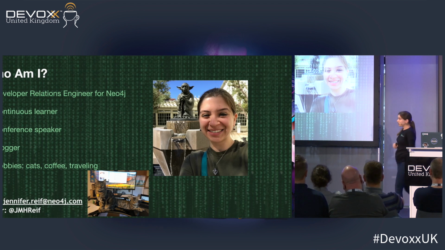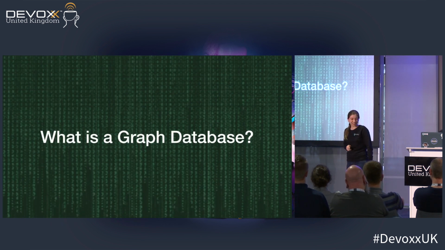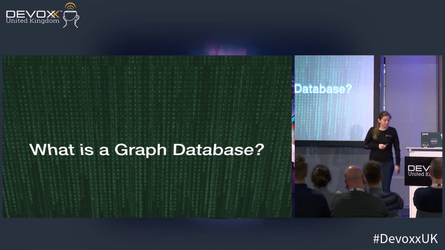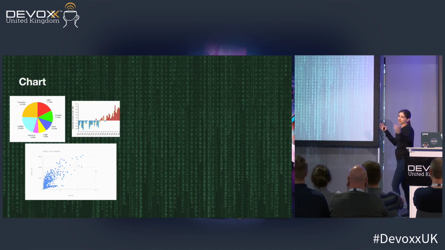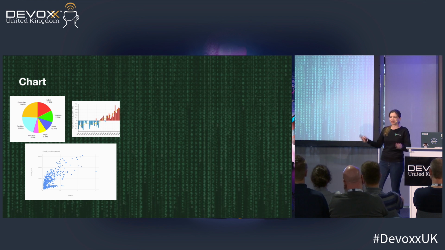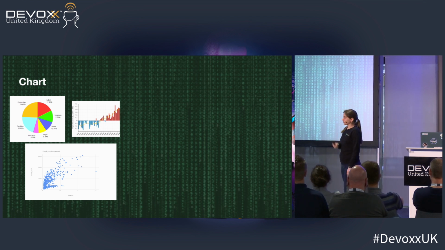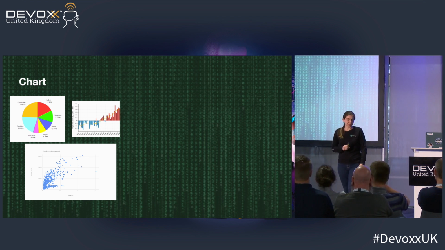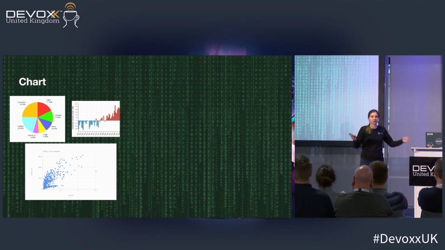So what is a graph database? Most of the time when you tell people, hey, I work for a graph database, or hey, we have a graph database product, this is what they think of. They think of charts. So really pretty pictures. Does it store dashboards? Does it store images? Whatever. These are not graphs, by the way. They're charts. There's a difference.